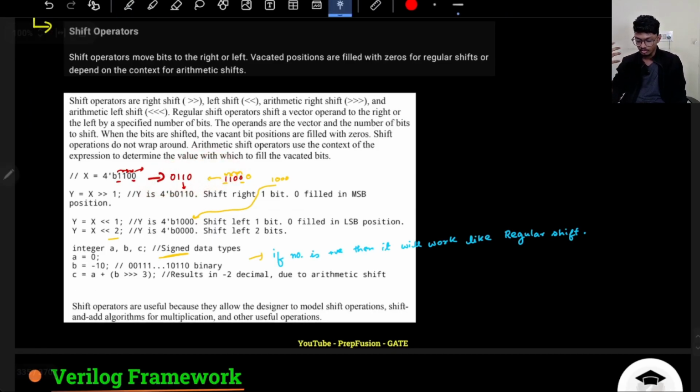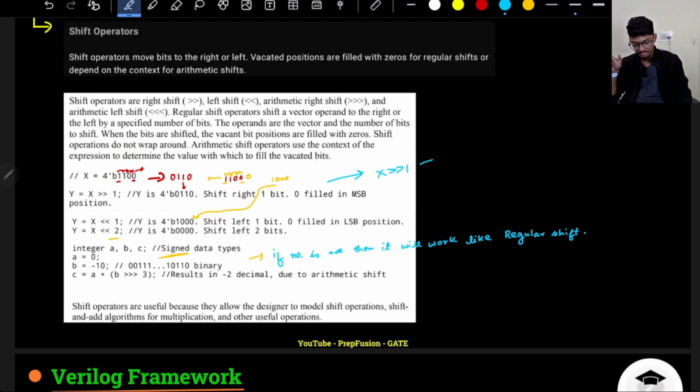One more thing I forgot to tell you is that there is a shortcut to right shift. If x right shift 1 is written, then it is x divided by 2, the integer value of x divided by 2. If it is x right shift 2, it equals x divided by 2 squared. If it is 3, it will be x divided by 2 raised to power 3. It will go on like that.